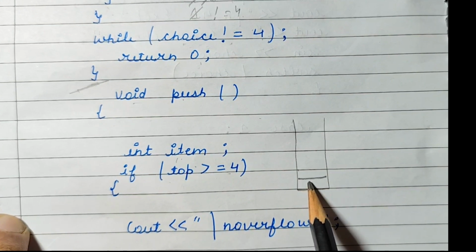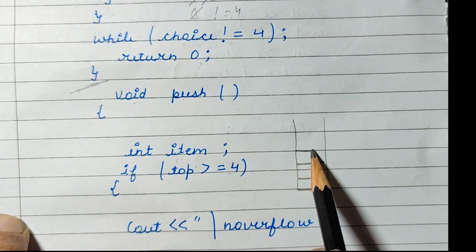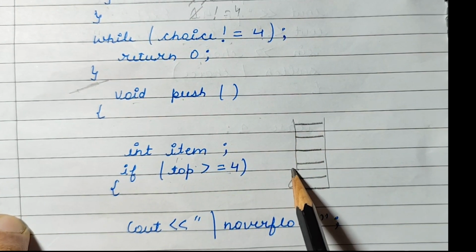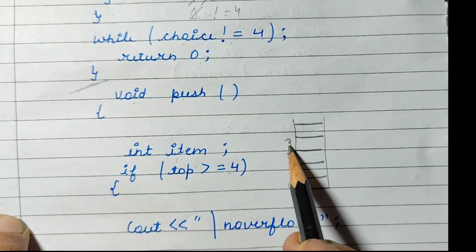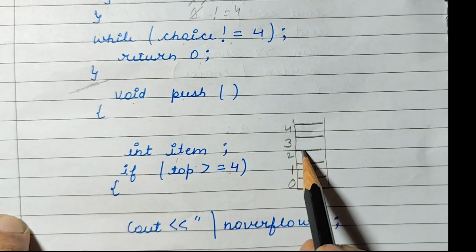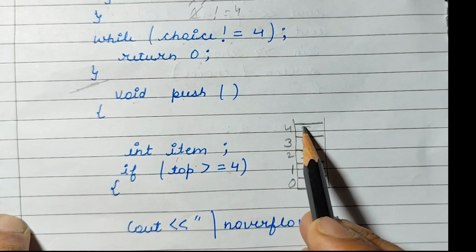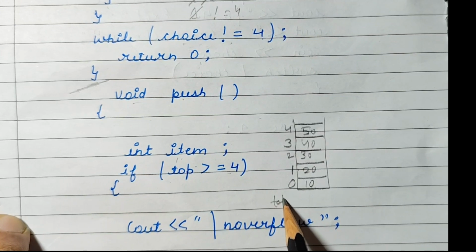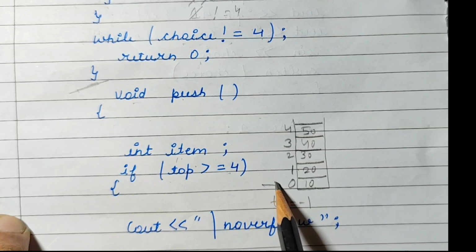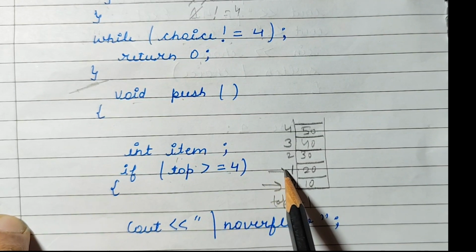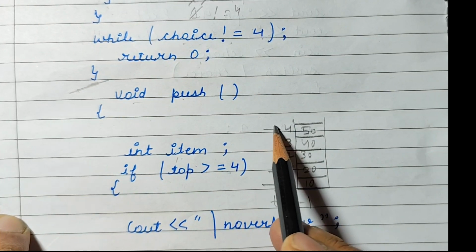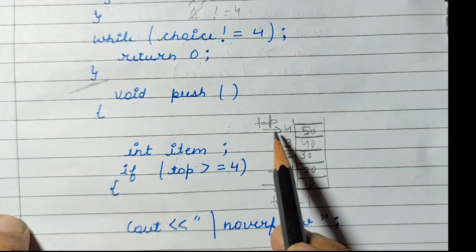So this is the first location, second location, third location, fourth location and fifth location. 0 index, first index, second index, third index, fourth index. First element we enter 10, then 20, then 30, then 40, then 50. At the initial time, top has the value -1. When we insert the first element, top has the value 0. Then when we insert the second element, top has the value 1. And when we insert the last element, top has the value 4.